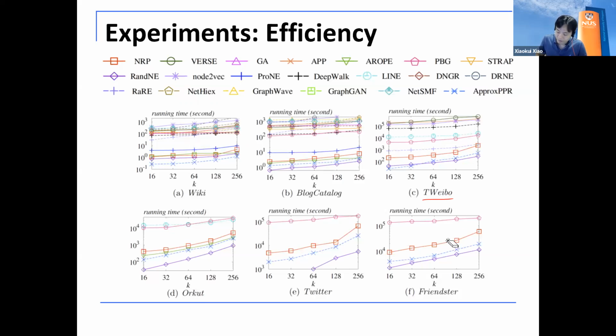And as we mentioned before, the only two existing approaches that can scale to large graphs like we did are PBG and RANNE. PBG is still much more expensive than our approach in terms of efficiency, whereas RANNE is at least 10 times faster than us. But these two approaches do not have very good performance in terms of link prediction and node classification.